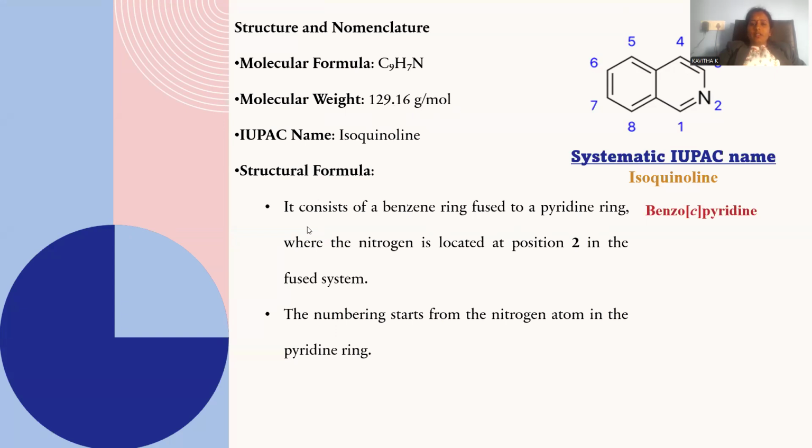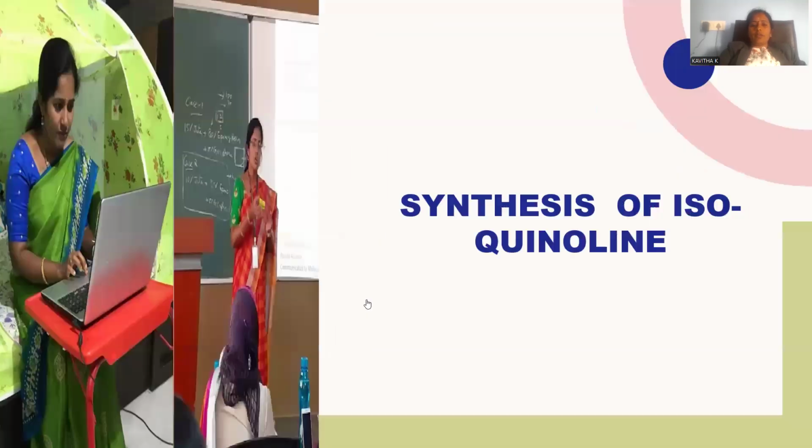As for the structural formula, it consists of a benzene ring fused with the pyridine ring, where the nitrogen is located at position 2. In the fused system, numbering starts with a carbon atom. This is a peculiarity. In general, we have to start numbering from the position of the heteroatom. In contrast to that rule, we start numbering from the carbon rather than the heteroatom. That is a peculiarity of isoquinoline. It is a positional isomer of the quinoline molecule.